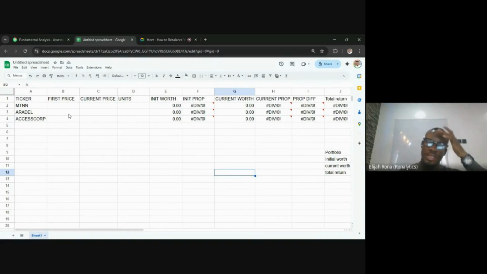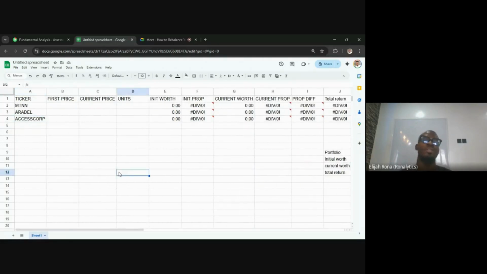For the purpose of this class, please, let's use MTN, Aradel, and Access Corporation, right? So I want to first construct a portfolio in a blank Excel sheet before I show you the simpler way that you should have done this. All right, so we'll consider the first price for the purpose of this presentation.